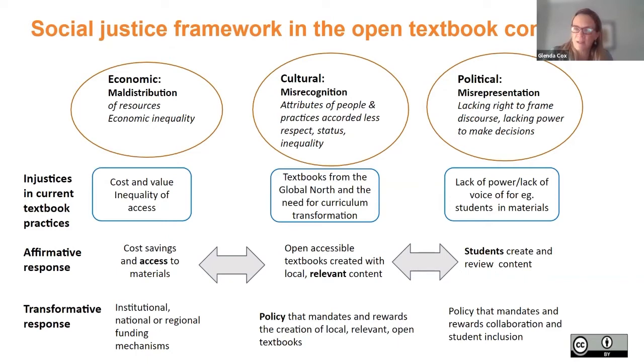So this creates an inequality of access to textbooks. And so of course, by creating an open textbook, we are saving the students money. So this is the economic argument for open textbooks. Also, making the materials accessible. So that's our affirmative response. Open textbooks certainly provide an affirmative response to the injustice of the cost and value of textbooks. To make that response transformative, so at the bottom of that first column, what we really need is more of an institutional or national or regional funding mechanism to support open textbooks and the creation of open textbooks. Something more supported by government, supported by international institutions, some sort of funding mechanism that can be sustained. So that's the economic situation.